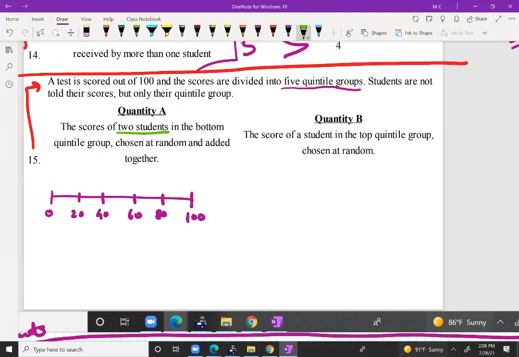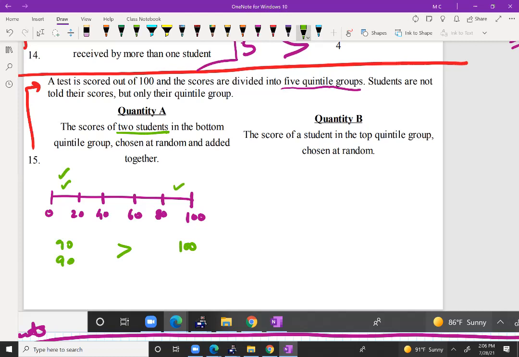2 students in the bottom quantile group versus 1 student in the top quantile group. So that's what you're comparing, the total of the left two. Now the thing is, maybe everybody got an A. The lowest person got 90 and 90, the highest person got, I don't know, 100. In those cases, the left side is bigger.